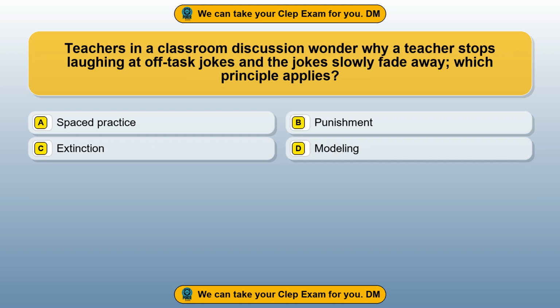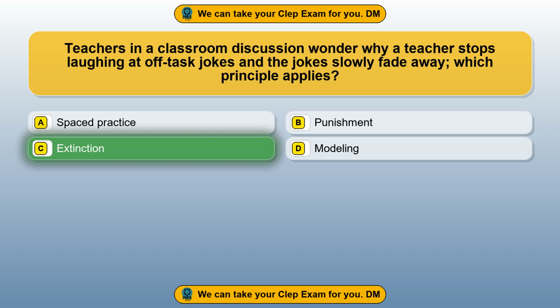Question 6. Teachers in a classroom discussion wonder why a teacher stops laughing at off-task jokes and the jokes slowly fade away. Which principle applies? Option A, spaced practice. Option B, punishment. Option C, extinction. Option D, modeling. The correct answer is option C.